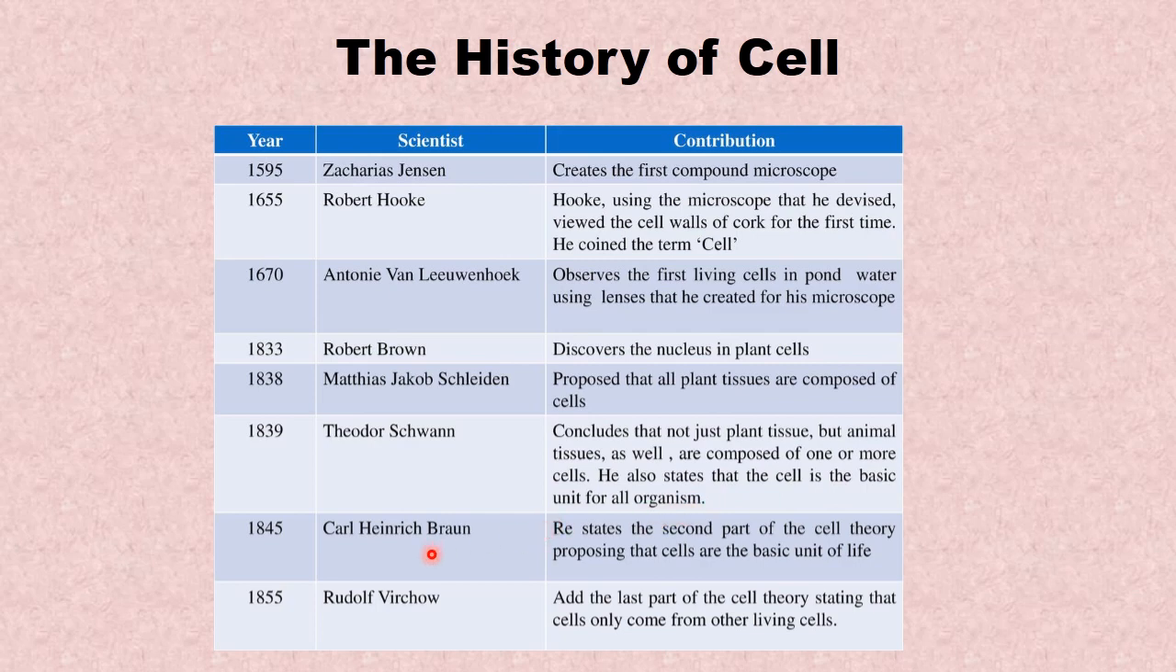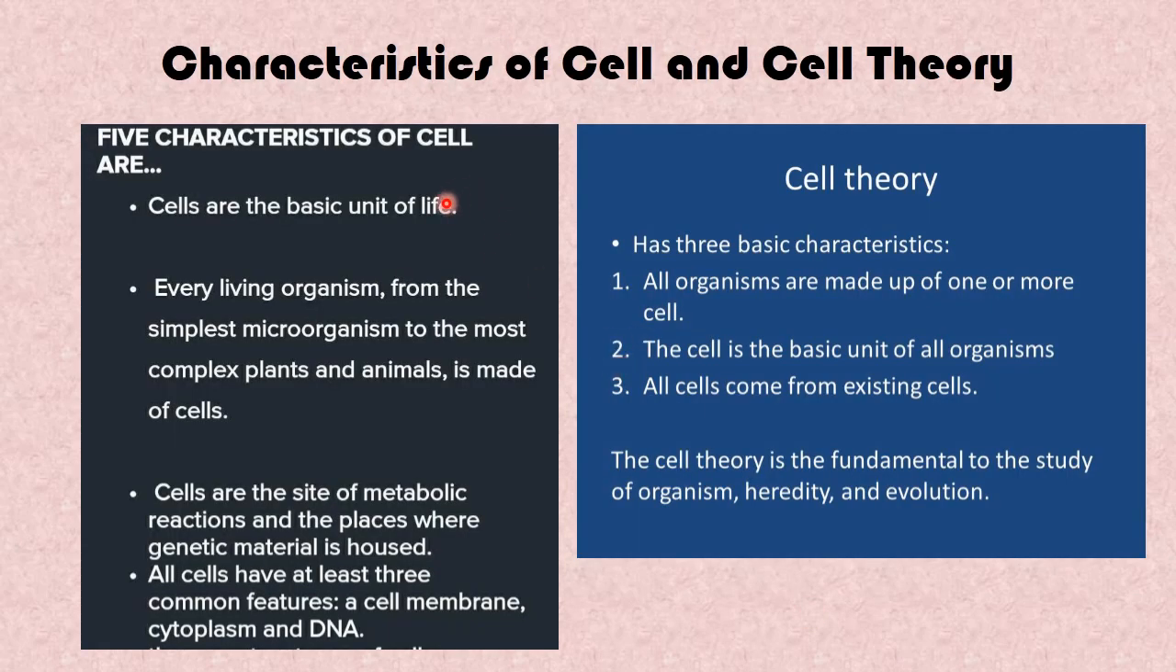In 1845, Karl Heinrich Braun restates the second part of the cell theory, proposing that cells are the basic unit of life. In 1855, Rudolf Virchow also proposed the last part of the cell theory, stating that cells only come from other living cells. Now moving along, we'll be looking at the characteristic of cell and the cell theory.